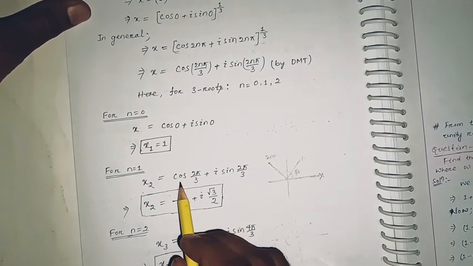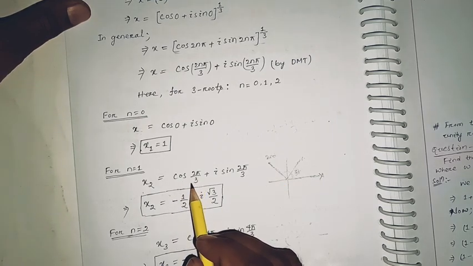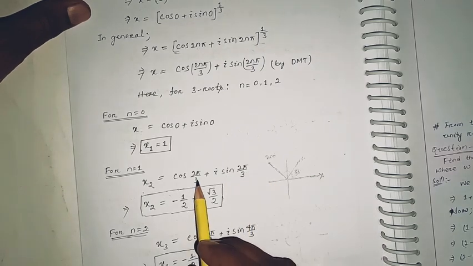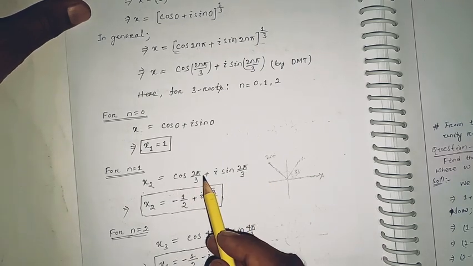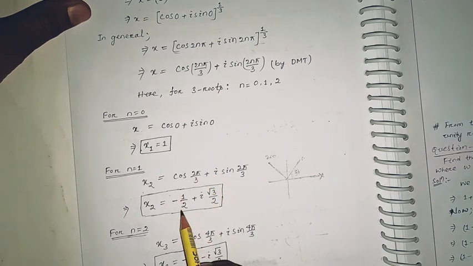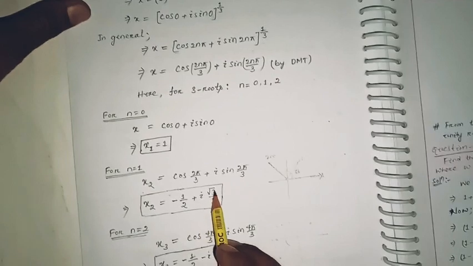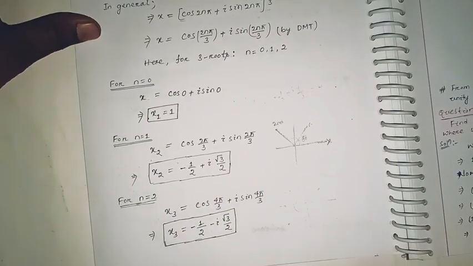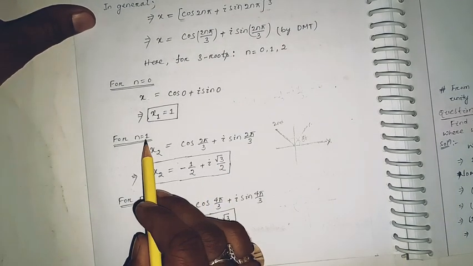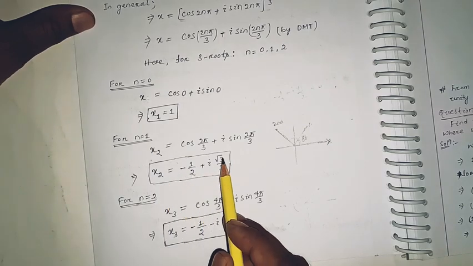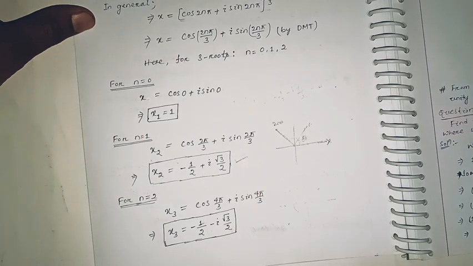In the second quadrant, cos is negative and sin is positive. So cos 2 pi by 3, or cos pi by 3 in the second quadrant, will be minus 1 by 2. Sin 2 pi by 3, or sin pi by 3 in the second quadrant, will be root 3 by 2. Hence the second root, when we put n equal to 1, is minus 1 by 2 plus i root 3 by 2. This is your second root.